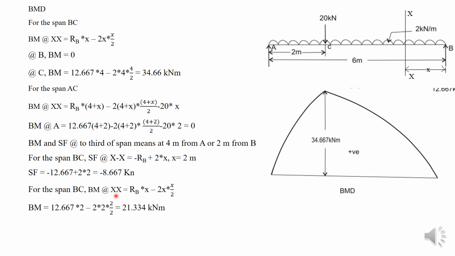So bending moment at X is equal to RB into X minus 2X square by 2. So substitute X is equal to 2. So you will get bending moment as 21.334. So at X is equal to 2 meter from B or 4 meter from A, the value of bending moment is 21.334 and shear force is minus 8.667 kilonewton. Okay.